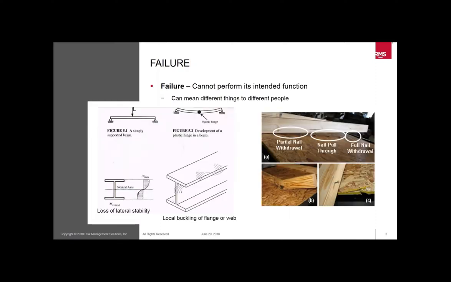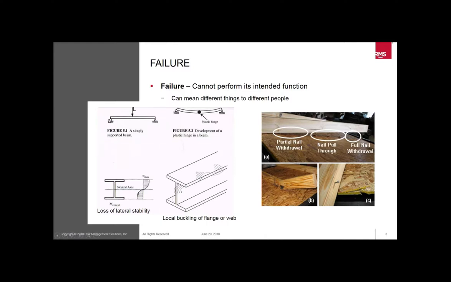So to start out with, I just wanted to talk briefly about what failure means, right? This is something that can mean different things to different people. A very generic definition is, the component or the building cannot perform its intended function. And that could mean that there's failure, but failure could be represented in multiple different ways. I have a couple different samples here.